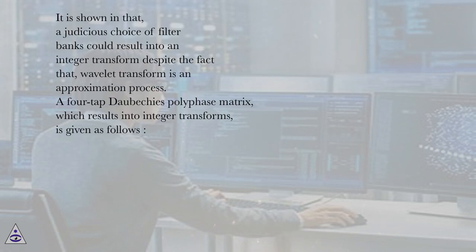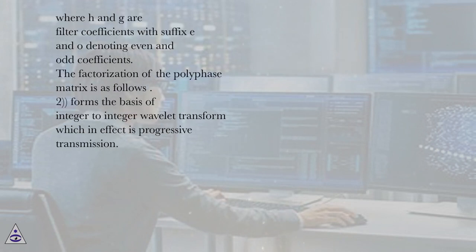It is shown in [1] that a judicious choice of filter banks could result in an integer transform despite the fact that wavelet transform is an approximation process. A 4-tapped OpG's polyphase matrix, which results in integer transforms, is given as follows, where H and G are filter coefficients with suffix E and O denoting even and odd coefficients.